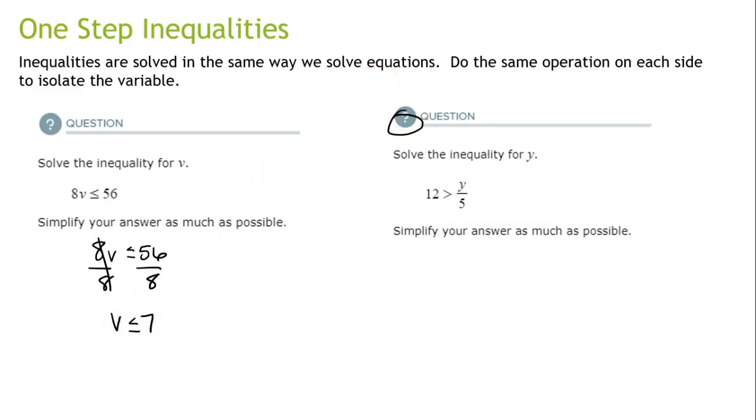Don't forget about switching sides if you want to. If you want to go ahead and switch sides, you can. It becomes y over 5. The crocodile mouth needs to continue eating the 12, so it has to flip over. The opposite of divide is multiply, so we multiply both sides by 5. Those cancel because 5 divided by 5 is 1, and 12 times 5 becomes 60. So y is less than 60 there.